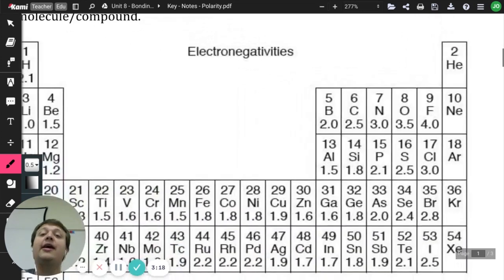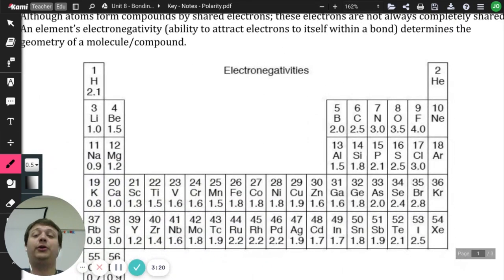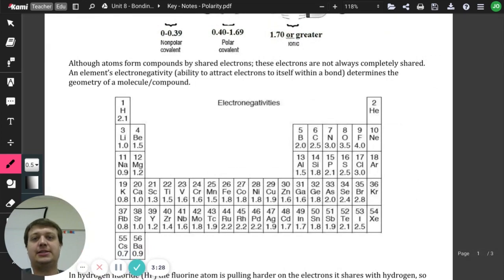Again, that general trend is not perfect. We do know that sometimes it does not work that way. But the general trend is sometimes all you have, and that's what we're going to use if you're not given this table.